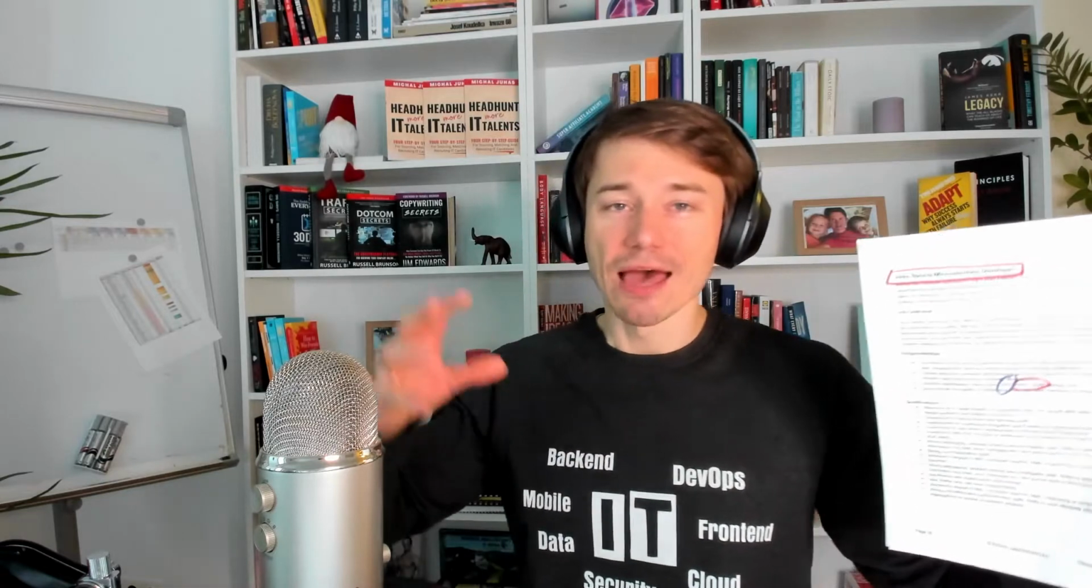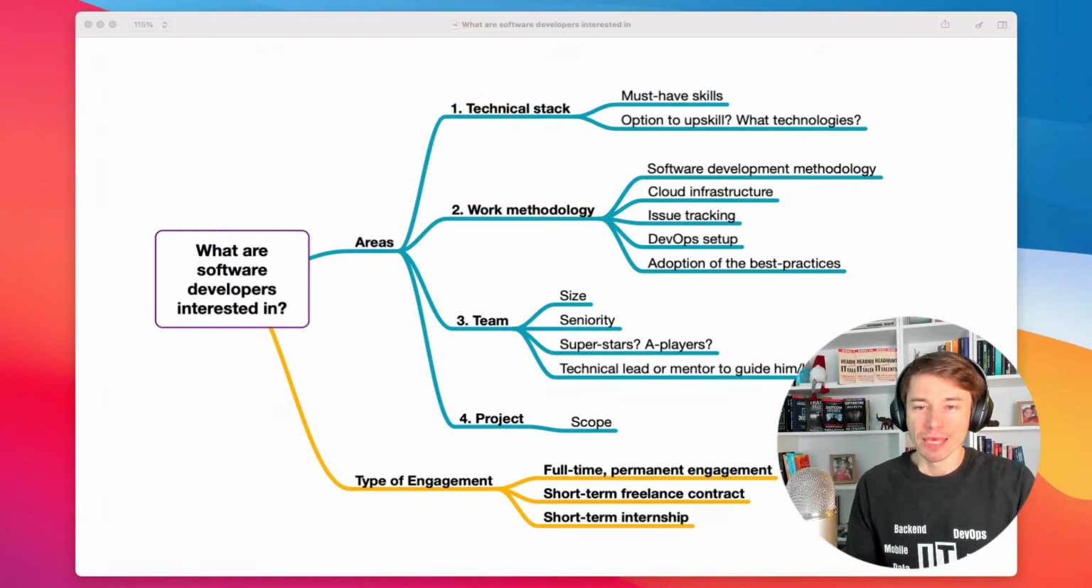So I used to be a CTO. I interviewed my colleagues and friends and some other past candidates, and I asked them, hey guys, what are you interested in when you're looking for a new job? I eventually took what they told me and created a mind map. So I want to show you the mind map and then also cross-match it with a traditional job requirement. So you will see the gaps right there, okay? So let me share the mind map and you can see now what software developers are most interested in.